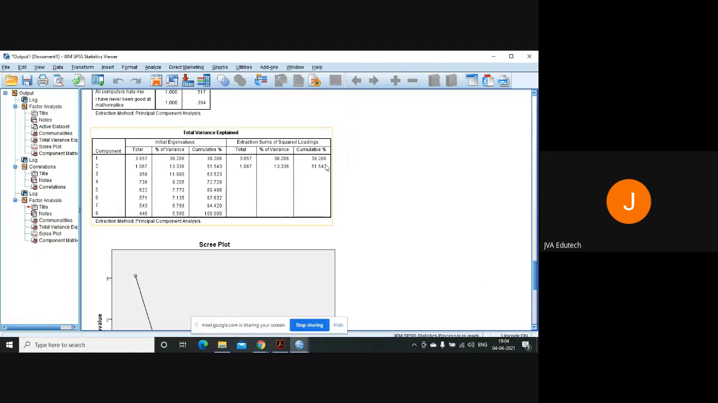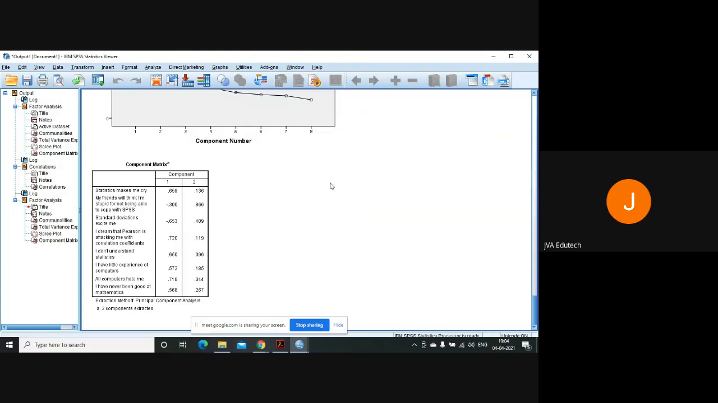Now, also see the total variance explained. You have the two components, and these two components are able to explain 51%, meaning more than half of the variance. So we will keep them, and only two components we need. Now, all those 8 items have converged into two components and we will take values more than 0.5. So can you tell me which of these statements have converged into component 1?